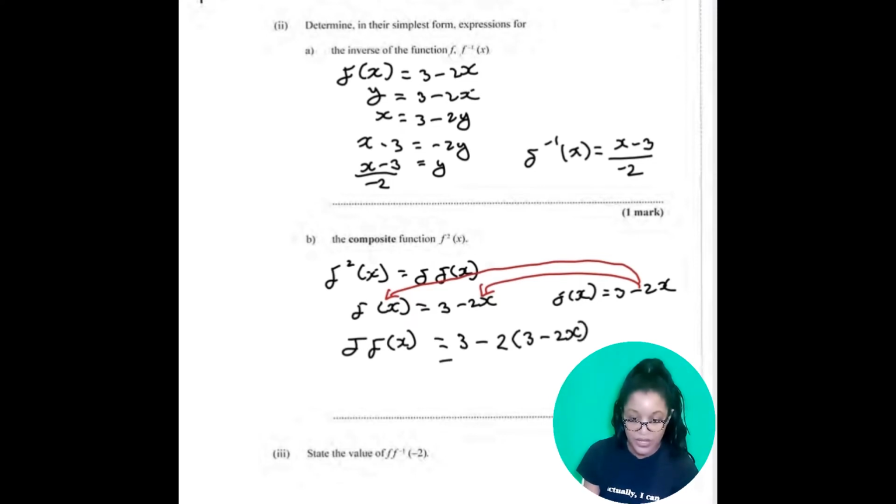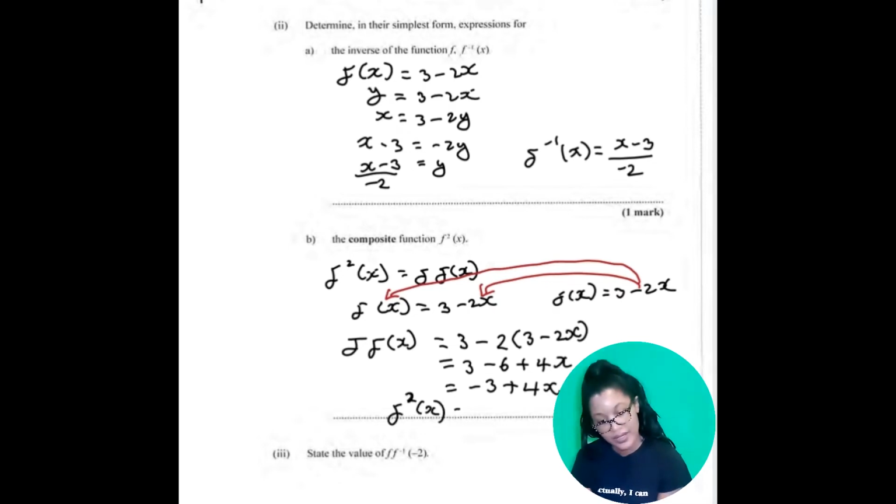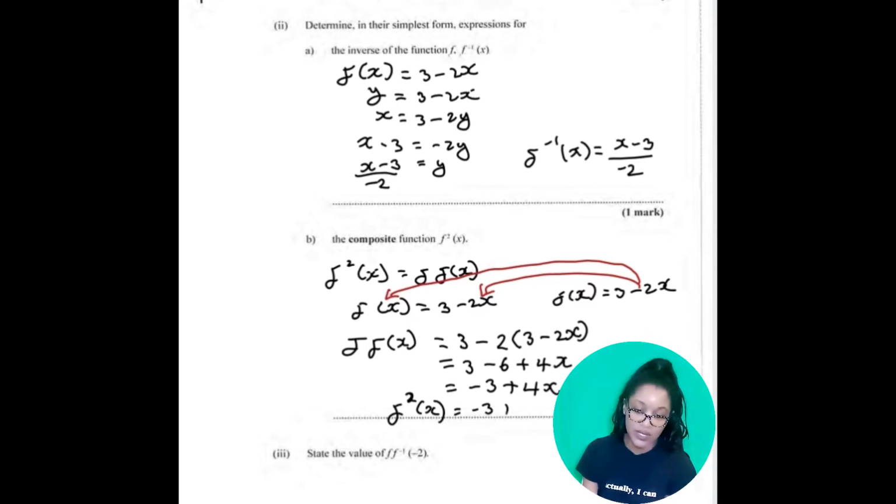Now we simplify, so we get 3. 2 by 3 is 6. 2 by negative 2x is positive 4x, because a negative and a negative is a positive. 3 minus 6 is negative 3 plus 4x. So f squared of x is equal to negative 3 plus 4x.